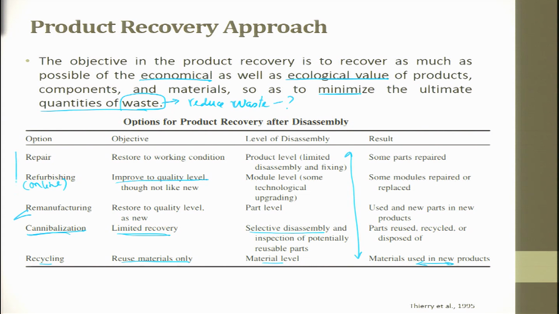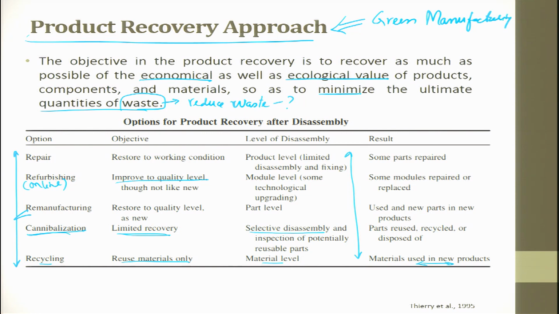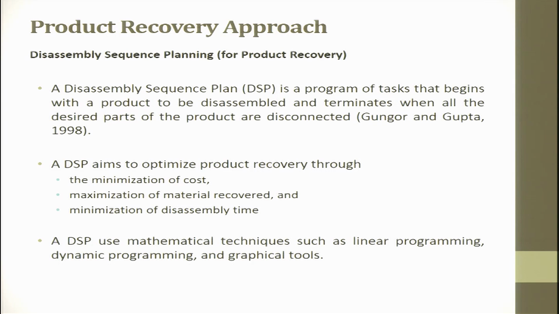So, these are the different options which are available as far as product recovery approach is concerned. Now, when we talk about green manufacturing, these are the major components, concepts and technologies which are used. These are some of the options for recovery: repair, refurbishing, remanufacturing, cannibalization and recycling. So, disassembly sequence planning for product recovery.